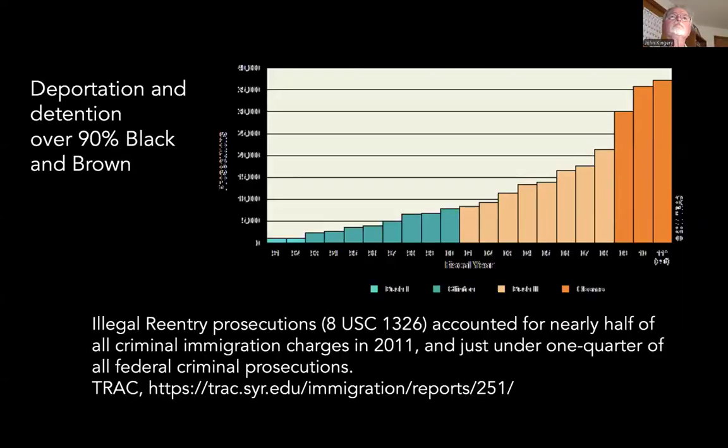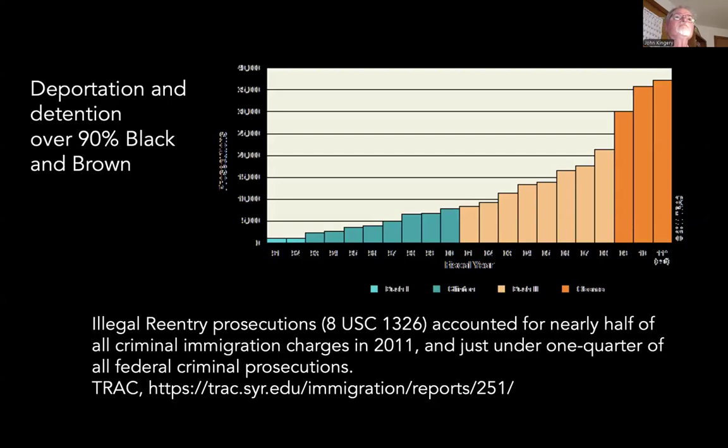So if we look at who the enforcement of all of these measures ends up affecting, even if the law is facially neutral, we could see that deportation and detention impacts over 90% Black and brown people. So even if the law is facially neutral, the outcome of it is clearly discriminatory.